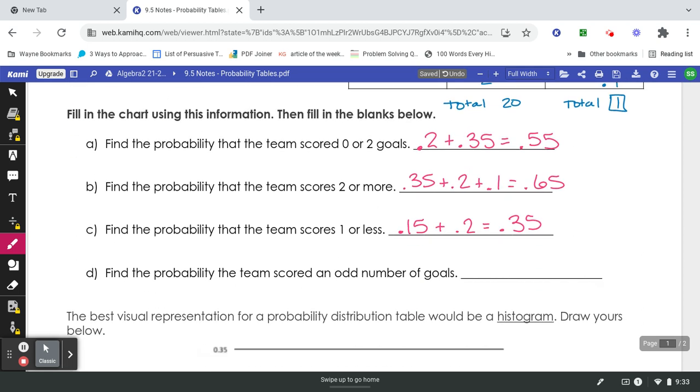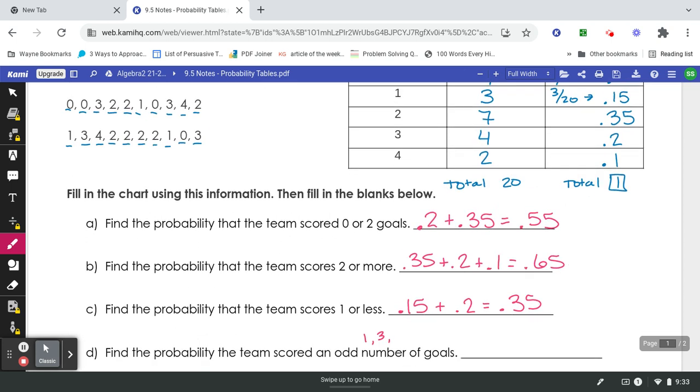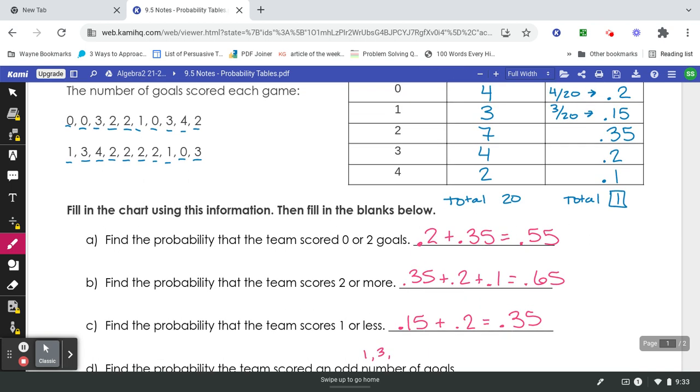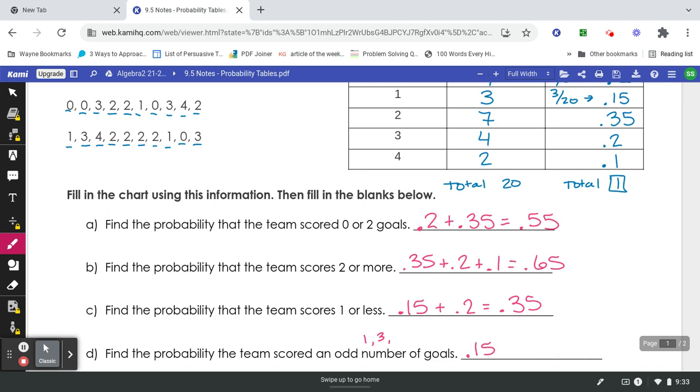Letter D, find the probability that the team scored an odd number of goals. So your odd numbers would be 1, 3. In this case, there is no 5, so just 1 and 3. So the 1 probability would be 0.15. The 3 probability would be 0.2. And that would get us 0.35 again. All right.